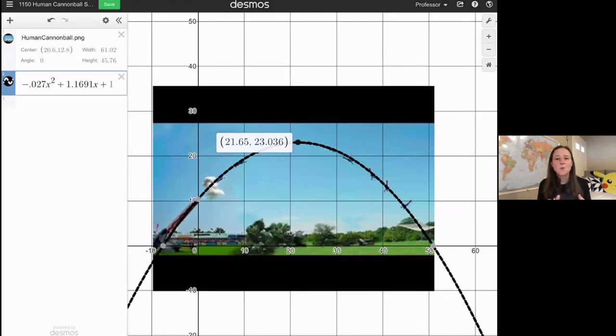Let's keep in mind what the x and y coordinates of this vertex mean. The x coordinate has to do with how far away he is from the cannon. So we're going to say when he's 21.65 meters away from the cannon, then he's at a height of 23.04 meters. That's most of the answer here. But because this is the vertex, it's not just about pairing up those numbers. That 23.04, because it's the vertex, is the highest that he ever gets. And if he ever wants to move this act indoors, that might be an interesting piece of information to have, to make sure that the roof is at least 23.04, probably plus a little buffer, meters tall.